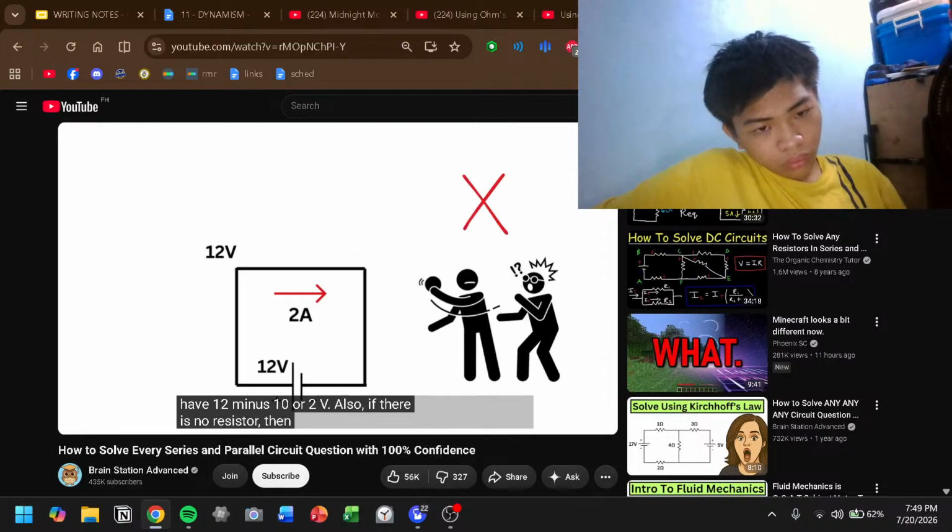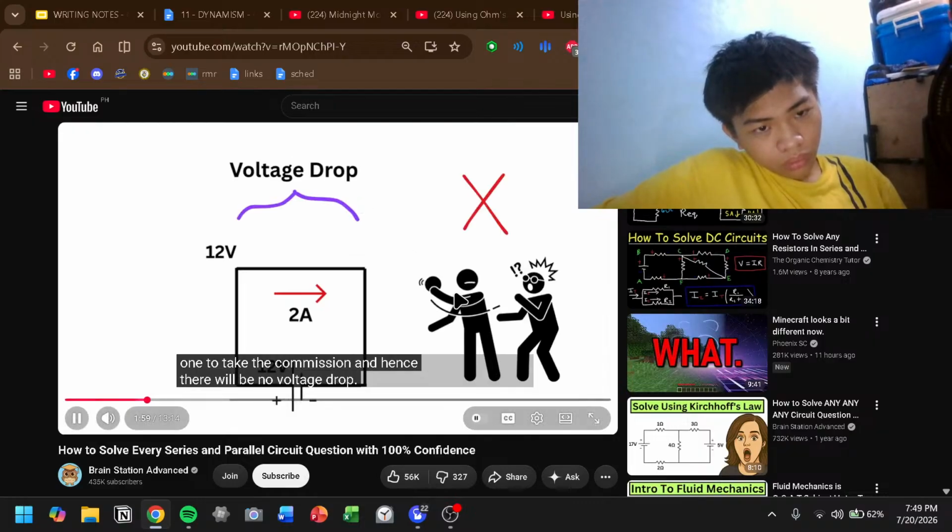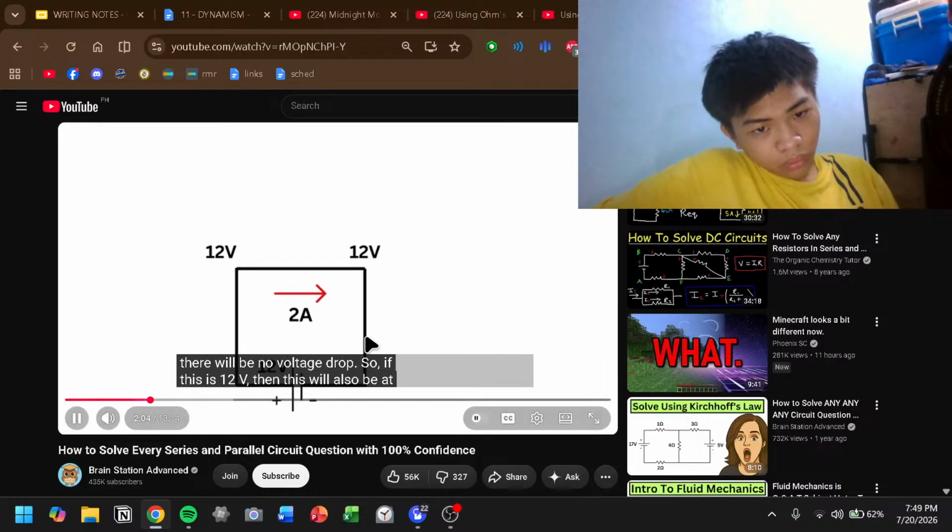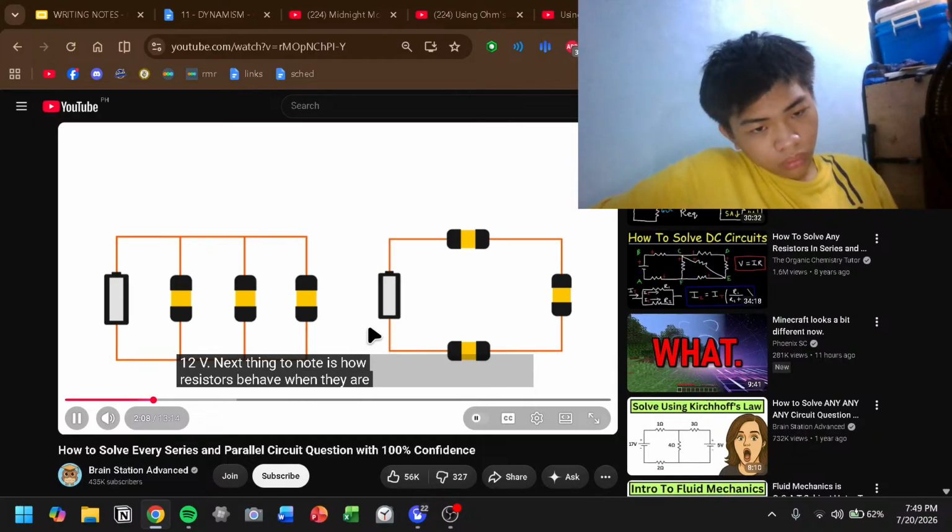Also, if there is no resistor, then there will be no one to take the commission, and hence there will be no voltage drop. So, if this is 12 volts, then this will also be at 12 volts. Next thing to note is how resistors behave when they are connected in series and parallel.